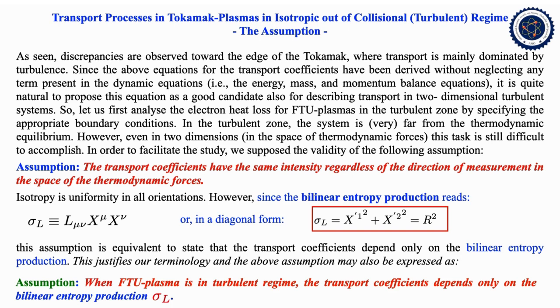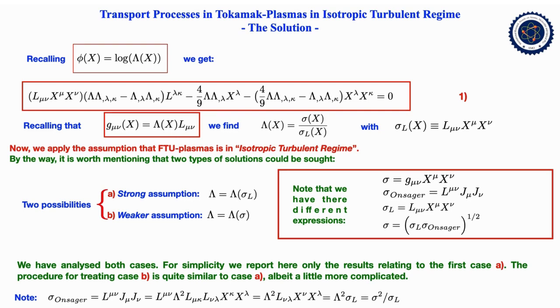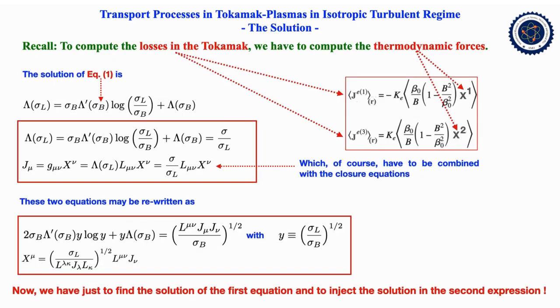Then, to say that the transport coefficient have the same intensity independently of the direction in the space of thermodynamic forces is equivalent to saying that when the plasma is in turbulent regime, the transport coefficient depends only on sigma L. If we make this hypothesis, which is written here, we assume the possibility A, assumption A, strong hypothesis. In this case, we obtain the solution. We can find the solution of the nonlinear equation, which is given here.